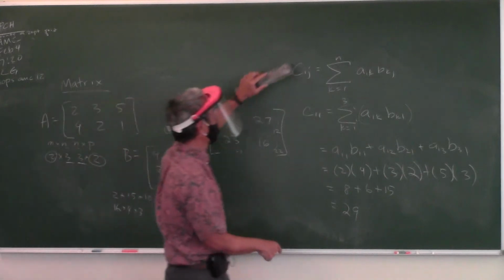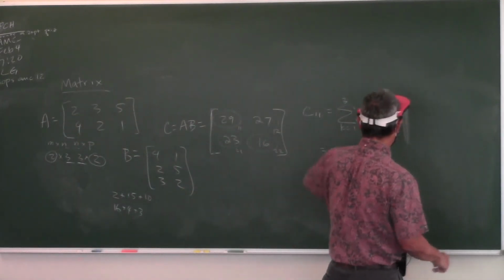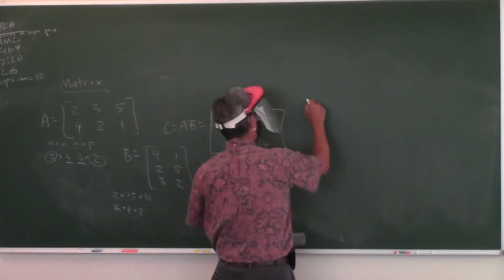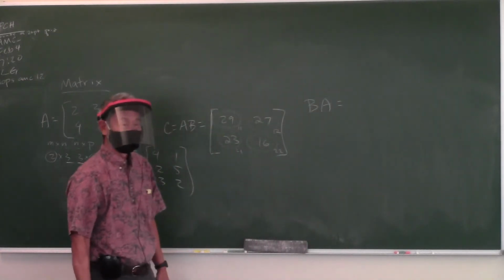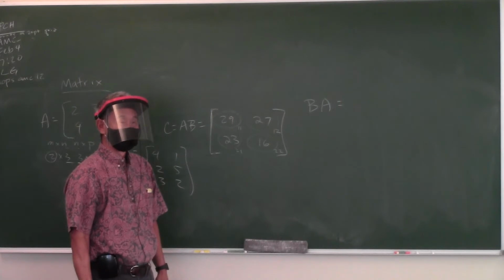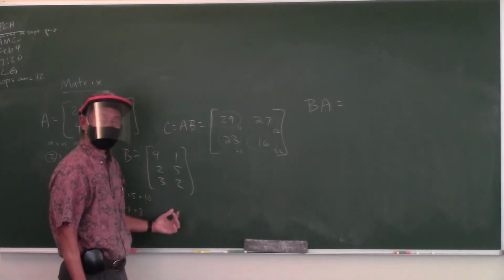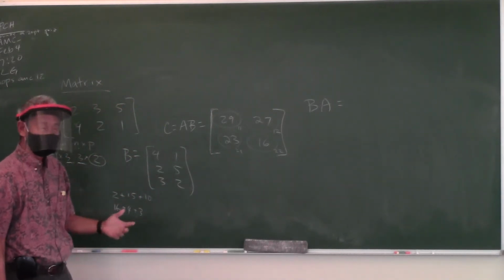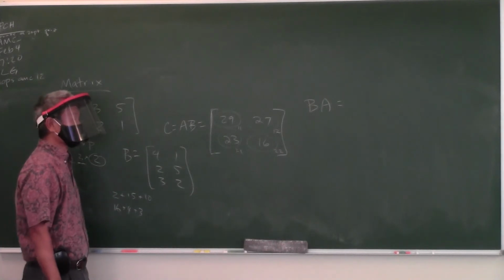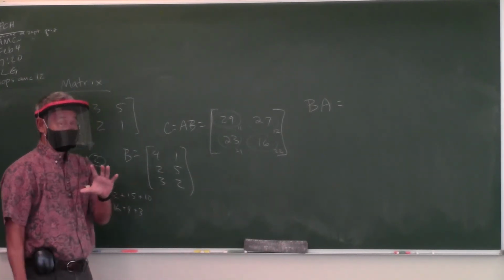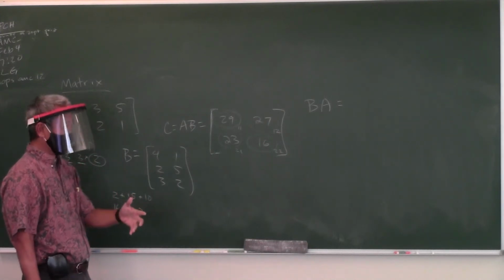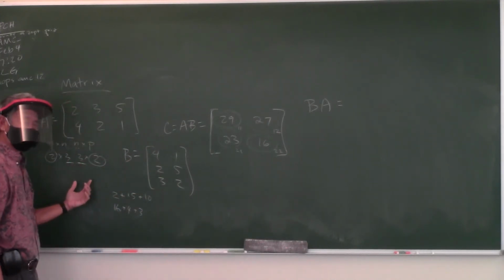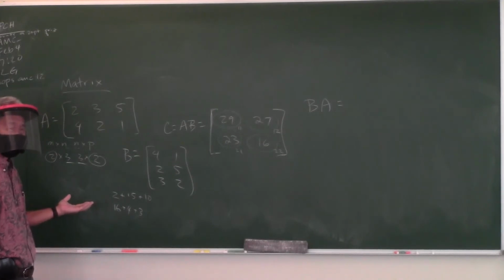Okay, I'm going to get rid of this thing now. So now, how do you multiply B times A? Shouldn't it be the same thing? Is A times B the same thing as B times A? Well, maybe. When you work with numbers, it is. 2 times 3 equals 3 times 2. But when you do matrices, are they going to be the same?